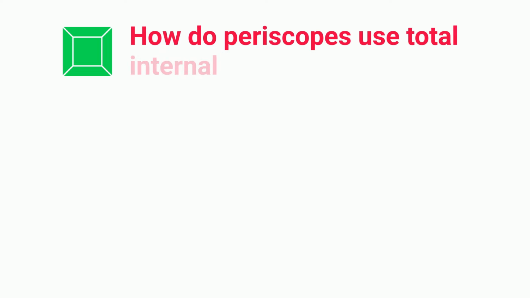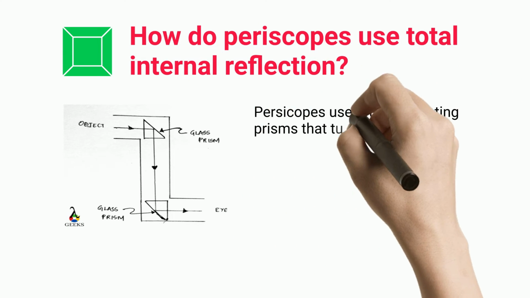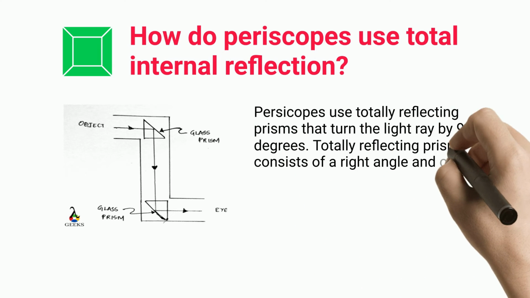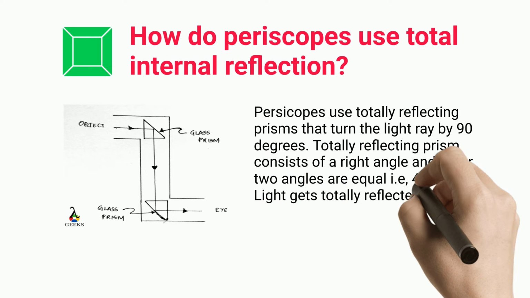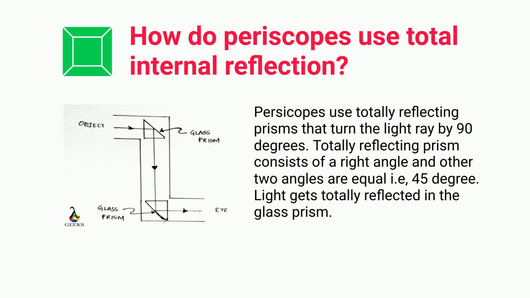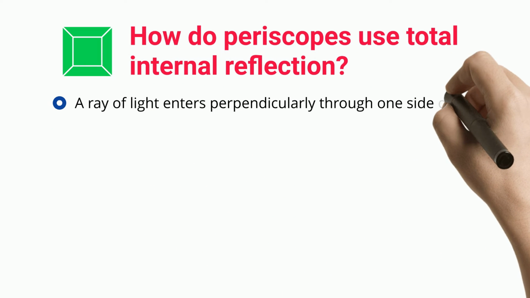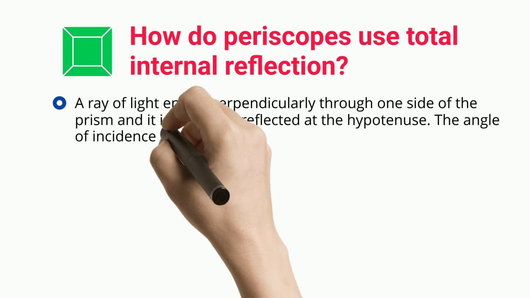How do periscopes use total internal reflection? Periscopes use totally reflecting prisms that turn the light ray by 90 degrees. A totally reflecting prism consists of a right angle and the other two angles are equal, i.e., 45 degrees. Light gets totally reflected in the glass prism. A ray of light enters perpendicularly through one side of the prism and it is internally reflected at the hypotenuse.